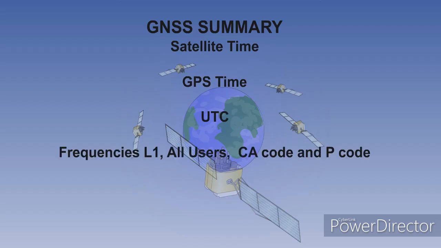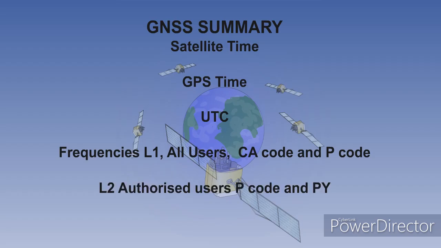All of the systems have at least two frequencies. In the case of GPS, these are L1 and L2. L1 is available to all users and carries the CA codes and the P codes. L2 is available to authorized users only, which, broadly, means military forces. It uses P and PY codes.